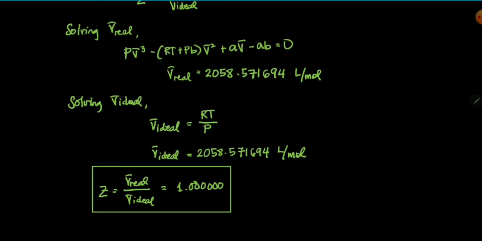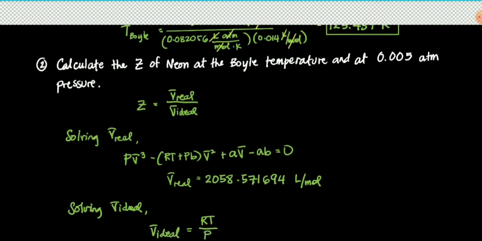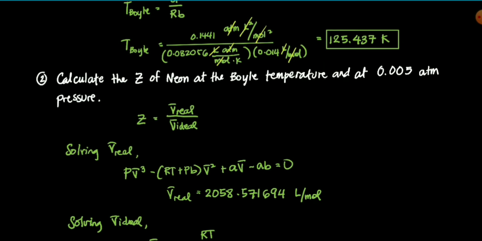So, mapapansin nyo, very close sa 1 yung Z. Kasi, maybe there are values here, pero the point is, sobrang lapit niya sa 1. So, ibig sabihin nito, yung Van der Waals gas or yung neon mo, nagbe-behave siya ideally at this particular temperature, 125.437, tapos pagka nasa mababang values siya ng pressure. So, 0.005 is considered a very low pressure for gases.